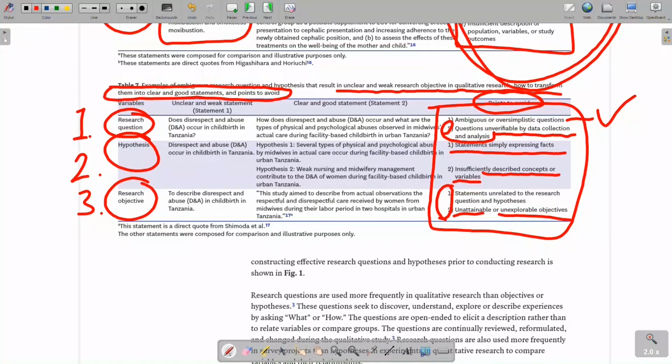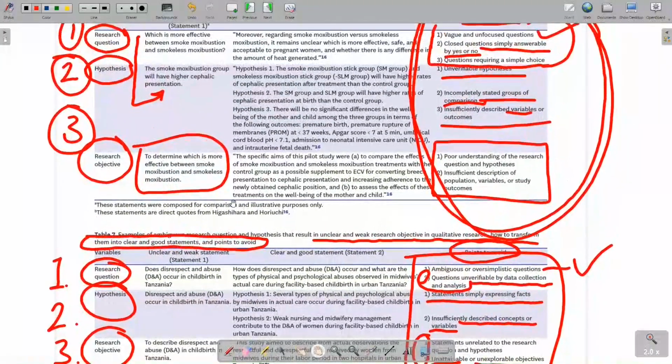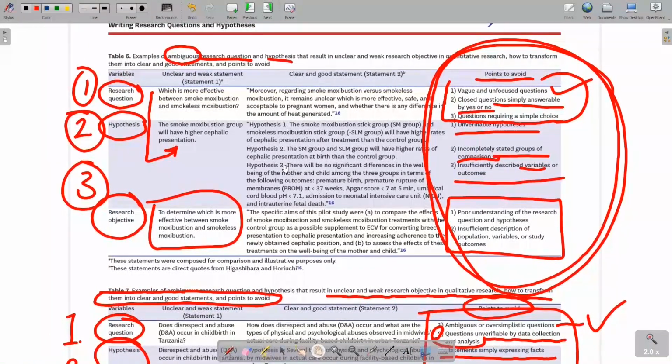So, these 2 case studies and the points which we have to avoid perhaps give us an idea of what simple mistakes we might be making. What you have to check is only 3 things: research question, hypothesis and research objective. Just by looking at these 3 things, perhaps you will be able to overcome simple mistakes, or you can screw tight your research proposal with the help of this document here.